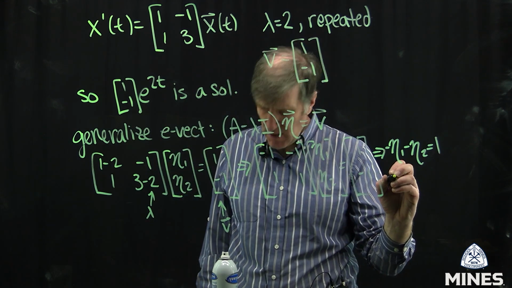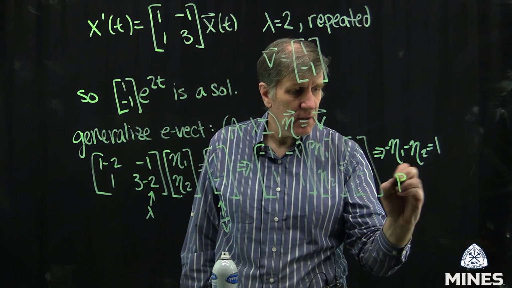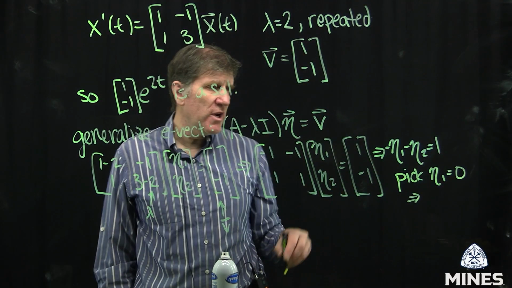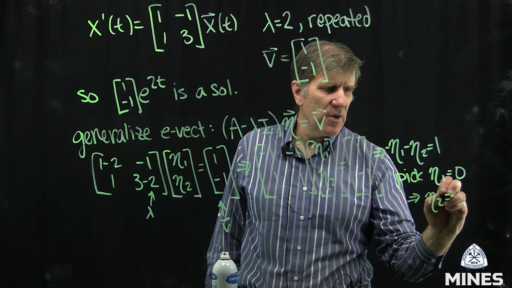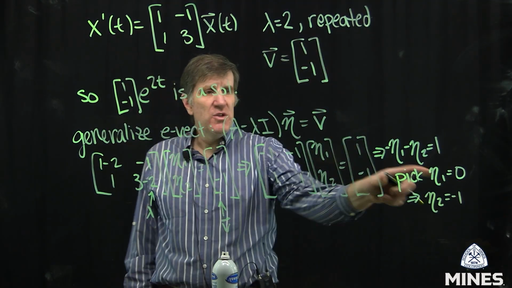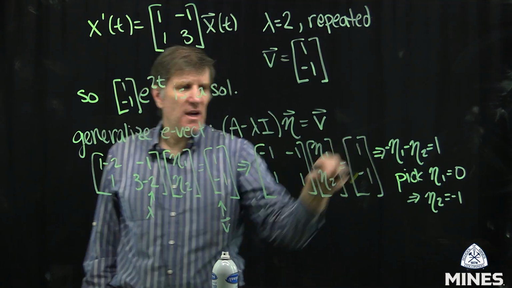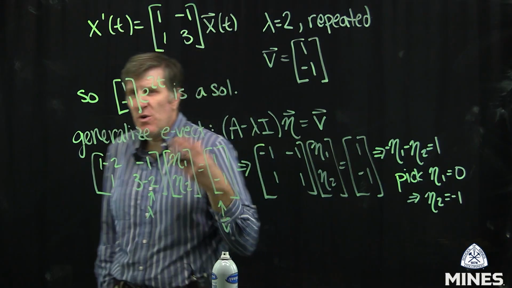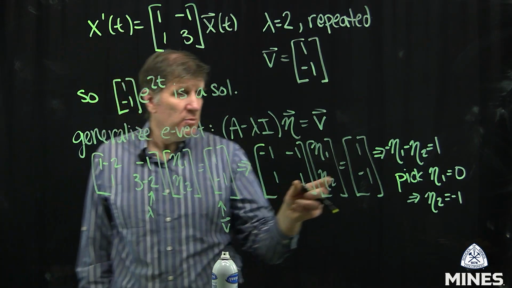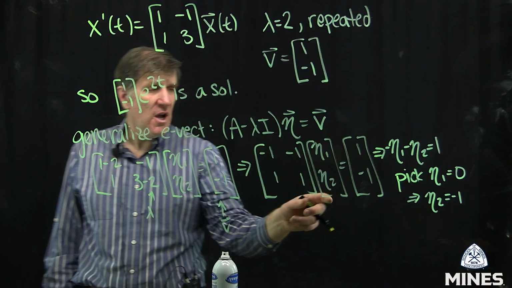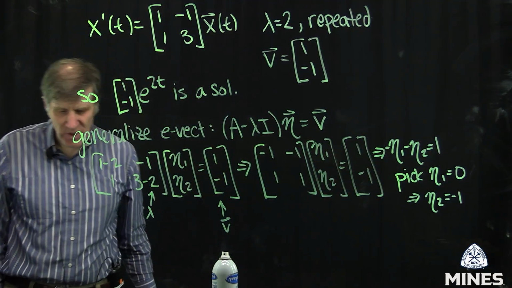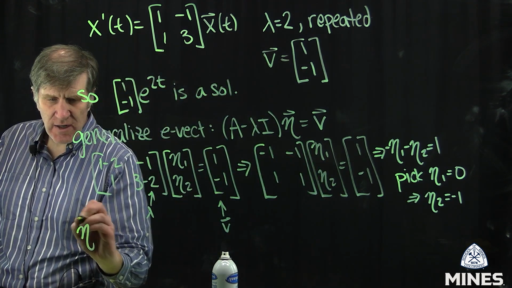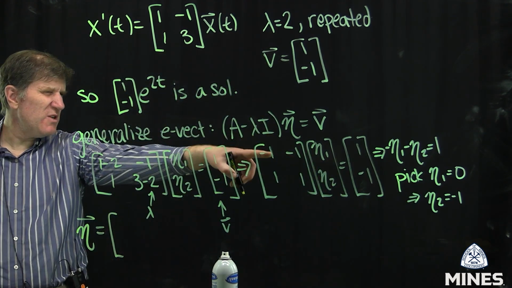So I can pick eta 1 equals 0. And if I pick eta 1 equals 0, I get eta 2 equals negative 1. I can do that with the generalized eigenvector because the right-hand sides are not 0. When I find the eigenvector, if I try to pick a 0 for v1, I'm going to get a 0 for v2, and I can't have a 0 eigenvector. But here, where the right-hand side is non-zero, I can pick a 0 and end up with a non-zero generalized eigenvector. So I have my generalized eigenvector, eta is 0, negative 1.